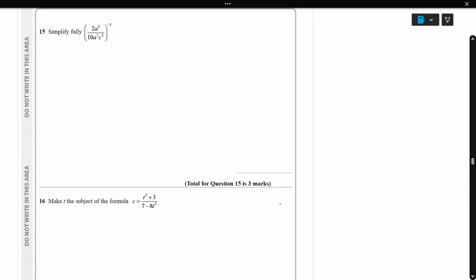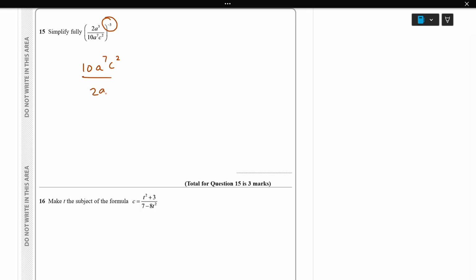Okay, next question 15. Simplify fully. Okay, so here is a negative power, so I'll make it positive. So inside it should be the reciprocal. So (10a⁷c² over 2a³) whole power negative, sorry, no, it's a positive 3, because we swap inside, it will become positive. Now we have to take everything separately.